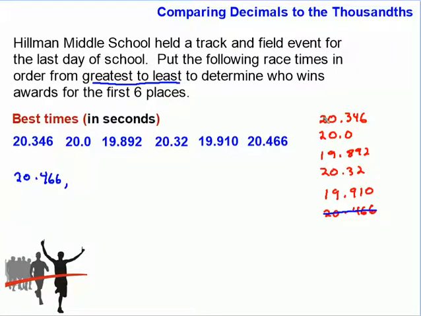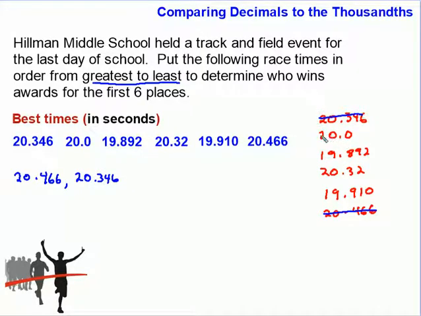Now, we're looking for the next largest value. And we go back to the 20s, and we move over again in the ones place, we just have zeros, and we're back to the tenths place. In this case, we have two numbers with 3 in the tenths place, so we'll move over to the hundredths place. Which one of these is larger? Well, this one is. 20.346 is larger than 20.32, so we'll put this one in second place, 20.346, and we'll cross through it.